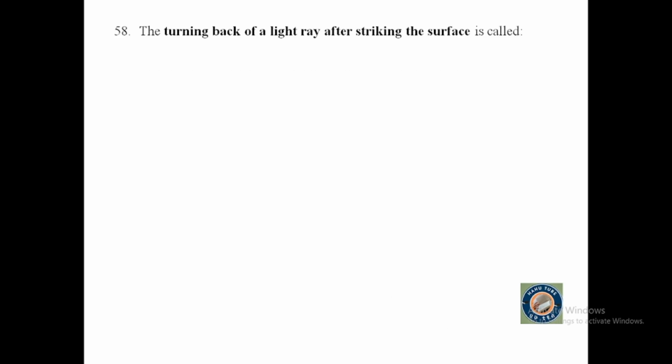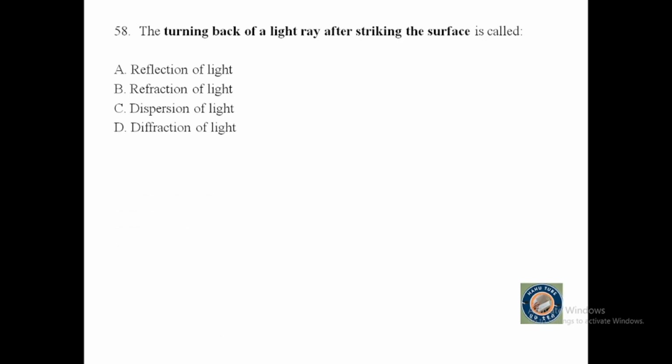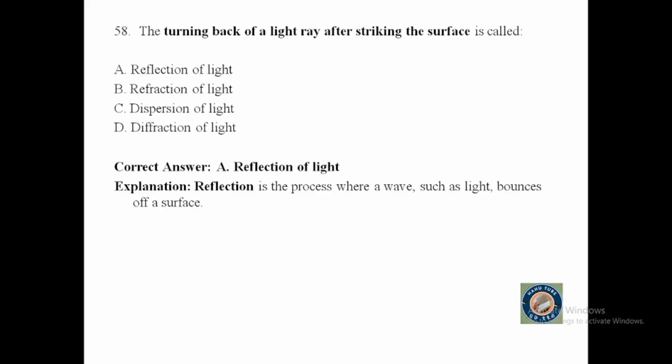Question number 58. The turning back of a light ray after striking the surface is called A. Reflection of light. B. Refraction of light. C. Dispersion of light. Or D. Diffraction of light. The answer is reflection of light. Reflection is the process where a wave, such as light, bounces off a surface.